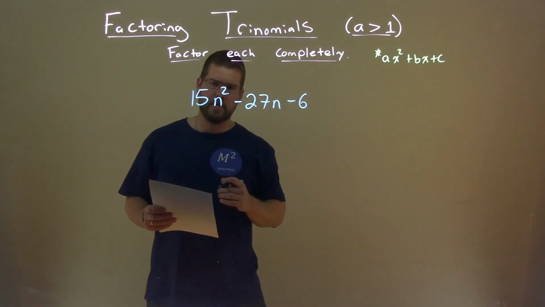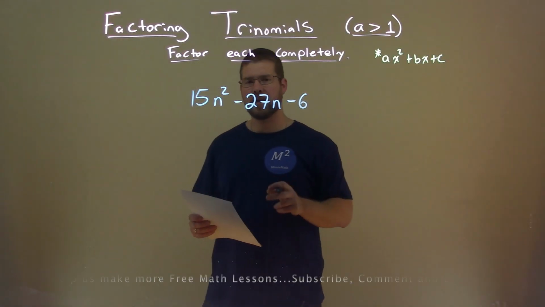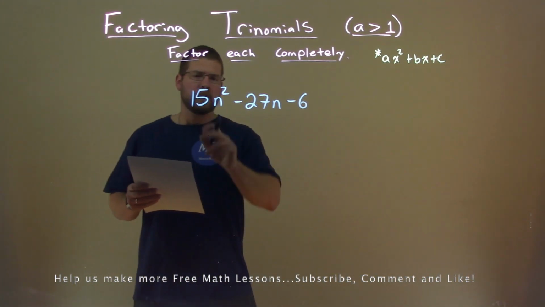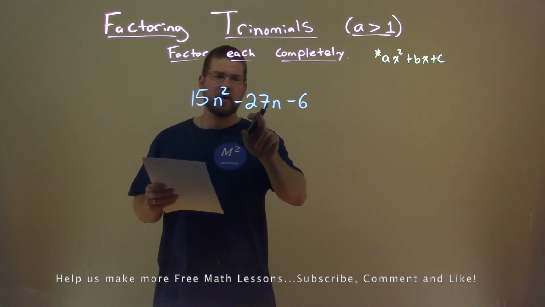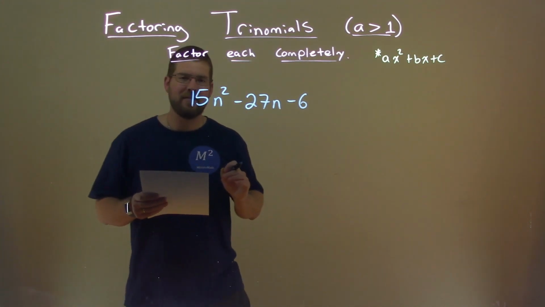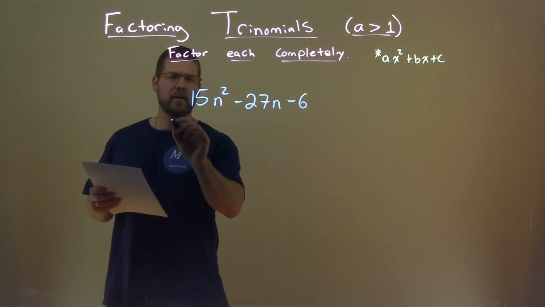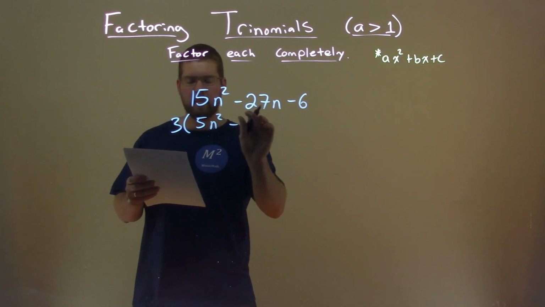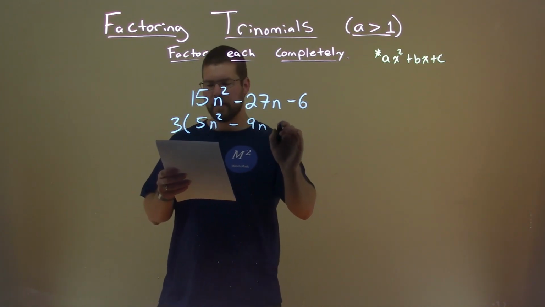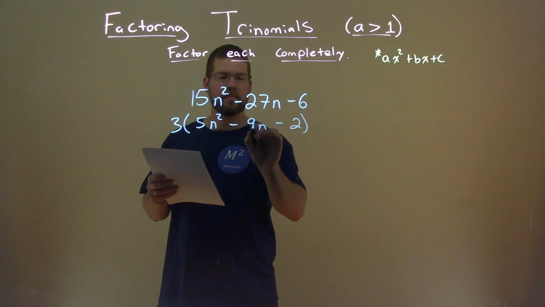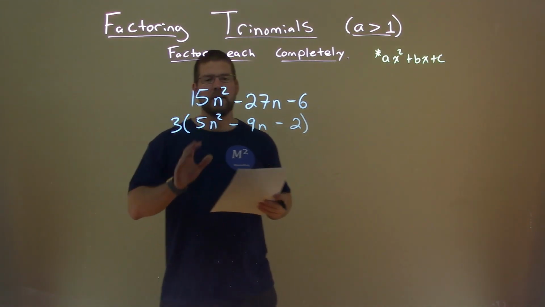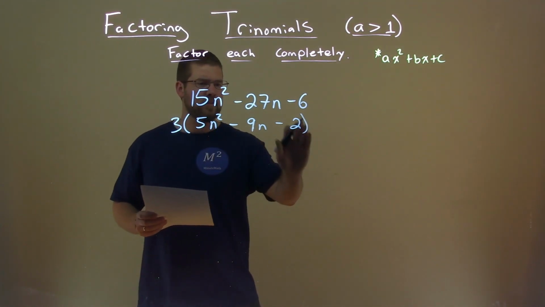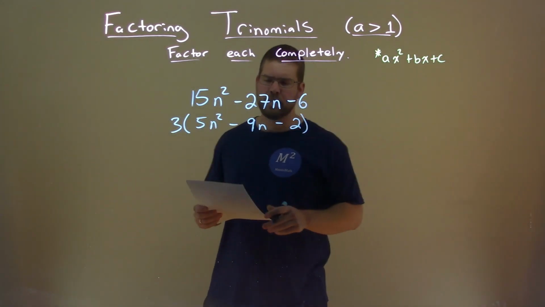We're given this problem here, 15n squared minus 27n minus 6, and we need to factor this completely. So let's look at it. I noticed all three of these values, a, b, and c, have a 3 in them, so we can pull that out. So I'm going to pull out a 3 first. 3 goes in 15 5 times, so we have 5n squared minus 9n minus 2. Okay, so I pulled out the 3, and it makes it a little easier. I like dealing with smaller numbers if possible. So now we're going to deal with just what's inside this parenthesis. Just don't forget the 3 at the end.